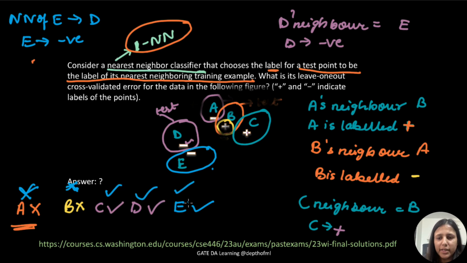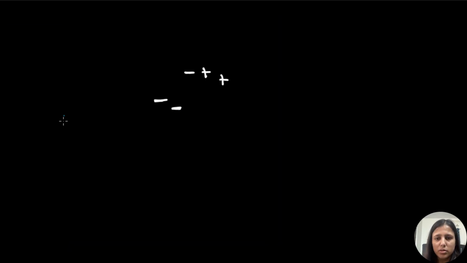So for every iteration we created one model, one nearest neighbor model, and we kept one of the data points outside in the test set, and we evaluated on that. So the total error we have: out of 5 samples I am not able to classify 2. So I will just take the average of all the errors, which is equal to 2 by 5, right?